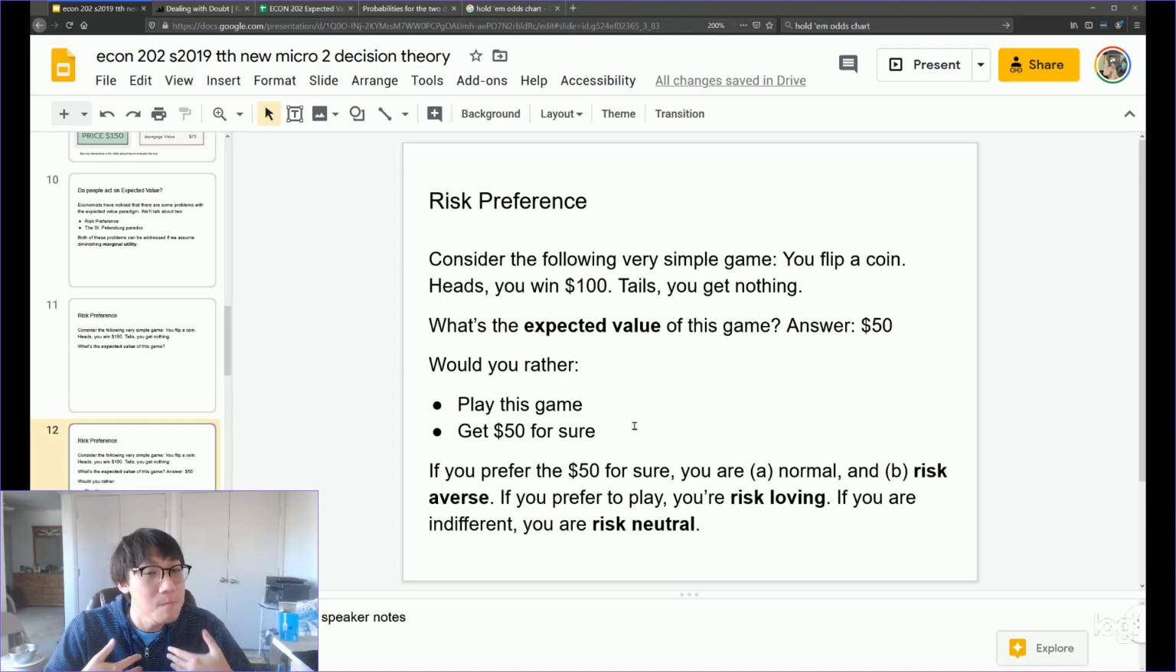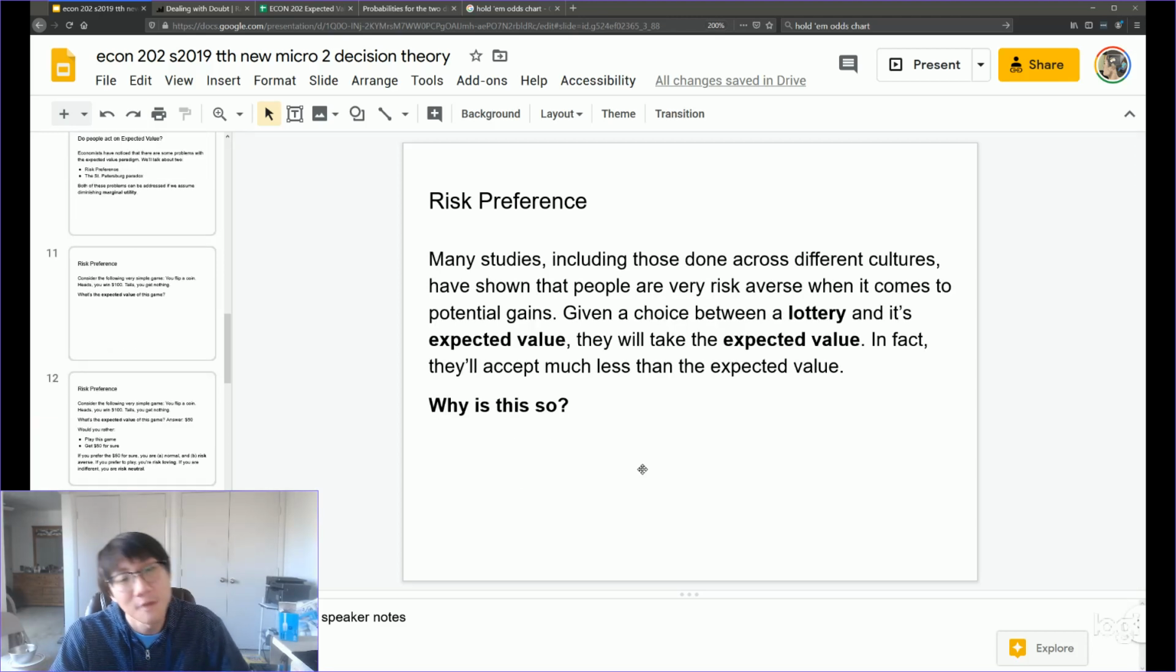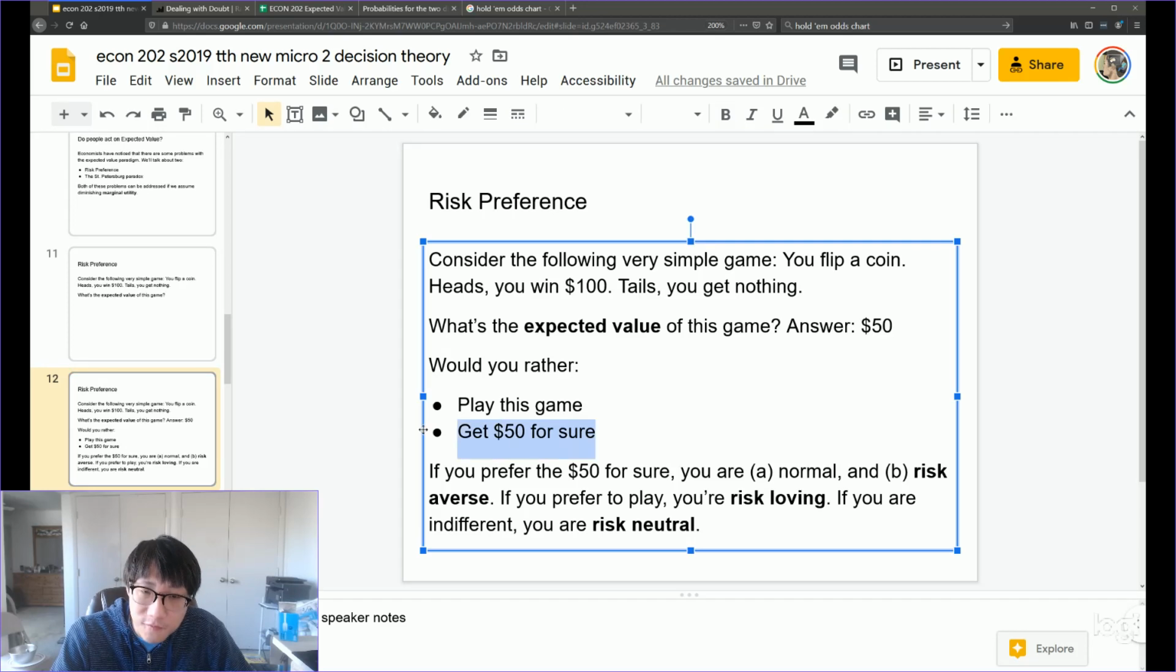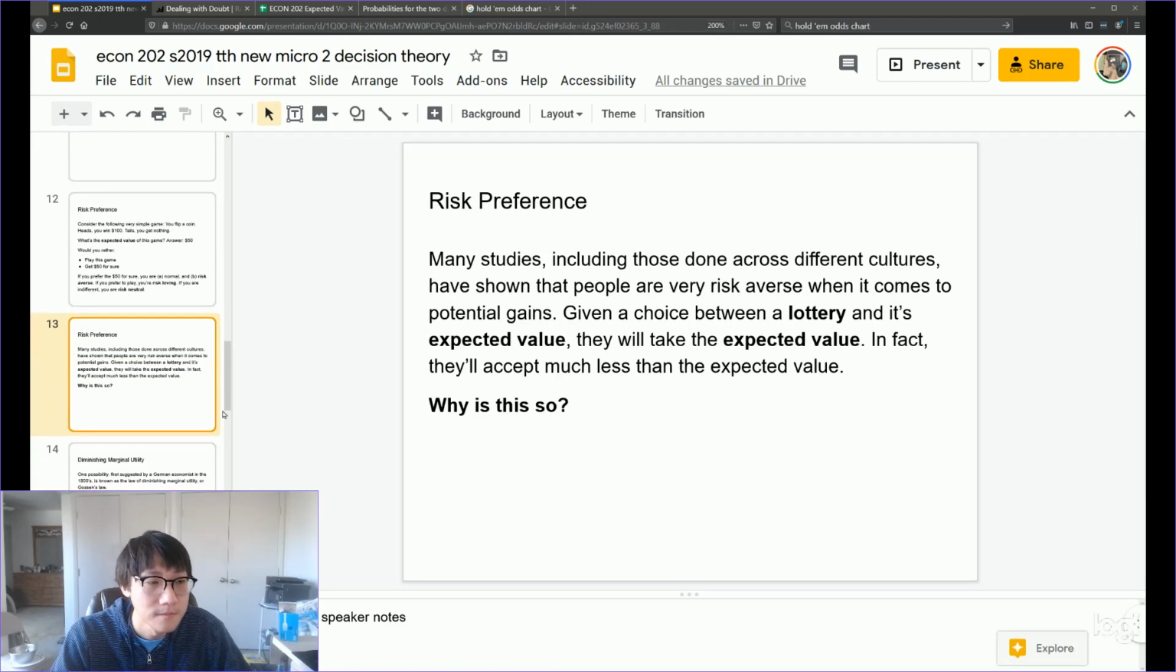People who are maximizing expected value, or using expected value to make decisions, ought to be indifferent between these two choices. But what you find is, of course, that they're not. People have asked this question across different cultures and across different socioeconomic classes, and you always find that the majority of people prefer to get the $50 for sure. So why is that?